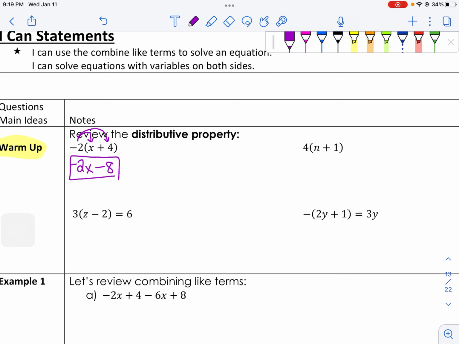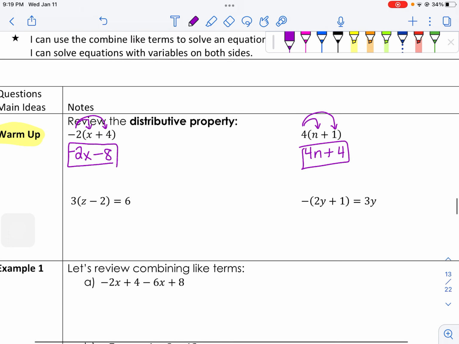The next one, we're going to distribute the 4. 4 times n will give me 4n, and then 4 times 1 will be positive 4. So 4n plus 4 there. It's like a 1n when you're multiplying that, so 4 times 1 is 4. The next two had no equal sign or anything, so it was just distribute, and then we weren't able to combine like terms, so we were done.